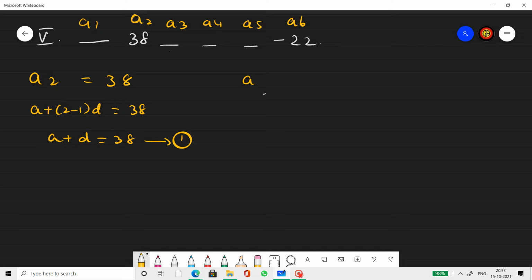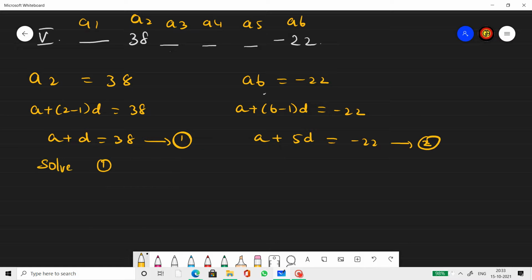Then sixth term. So sixth term is minus 22. Sixth term is A plus 6 minus 1 into D equals minus 22. So A plus 5D equals minus 22. Equation number 2.